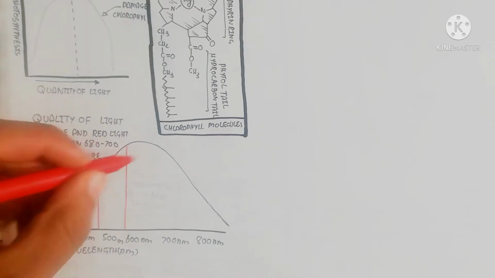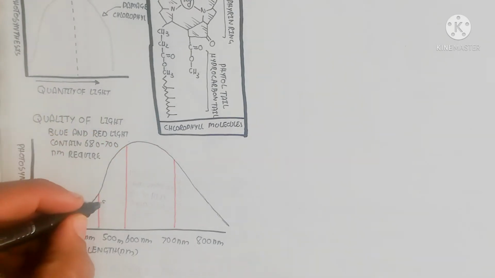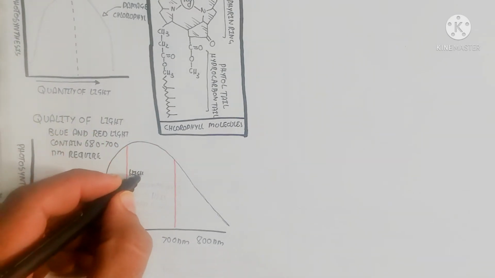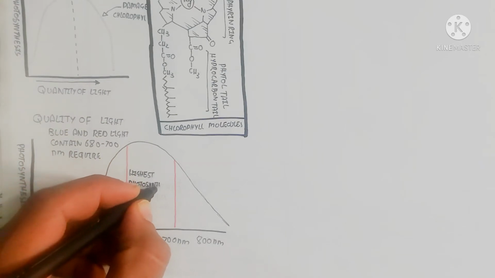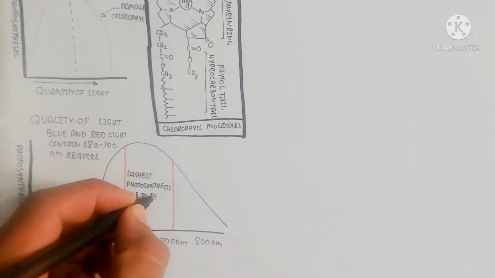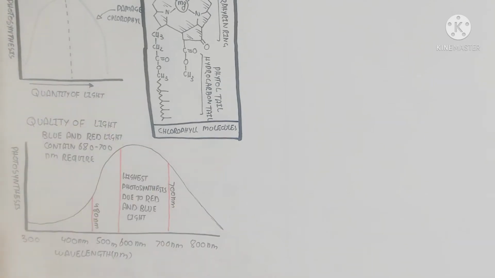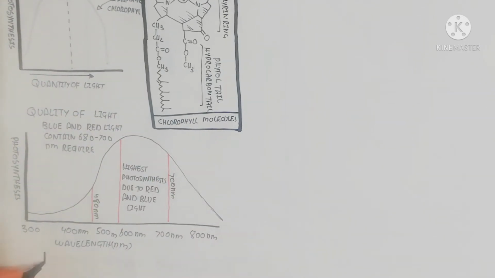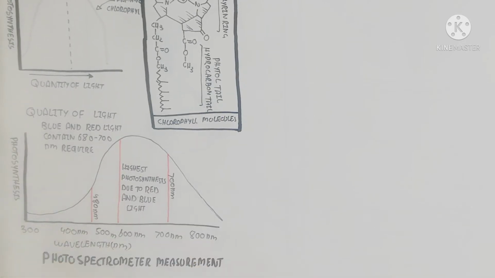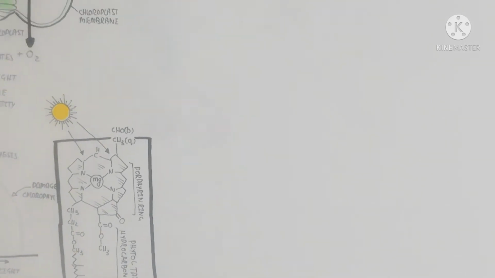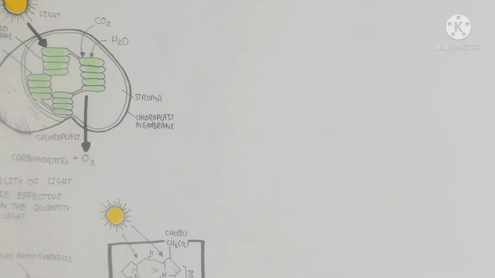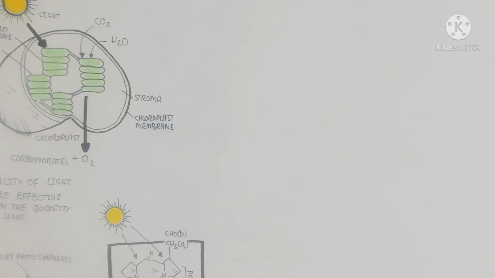This graph shows that when we increase the wavelength, in the narrow range, 700 to 480 nanometers, photosynthesis is very efficiently high due to red and blue light. This is the photospectrometer measurement showing the detail.